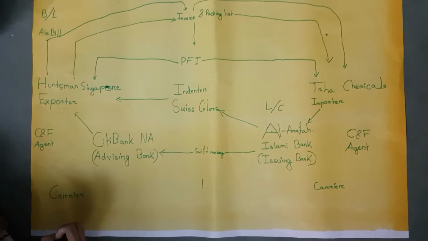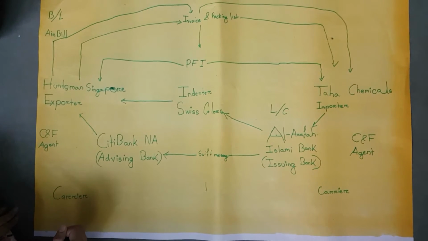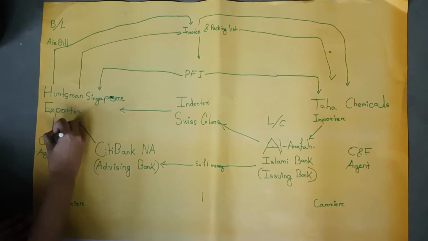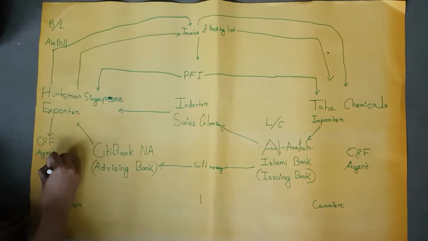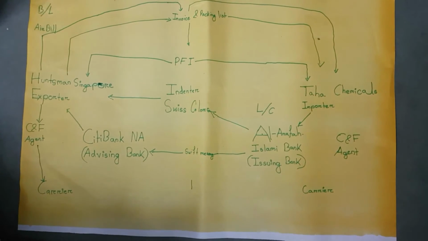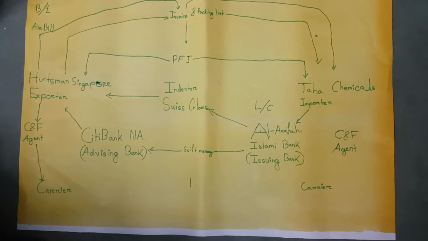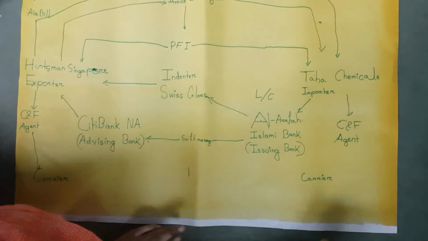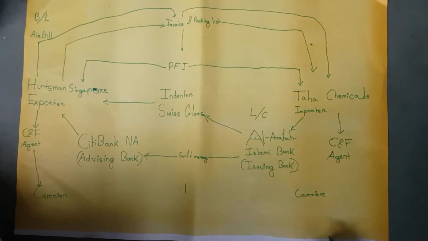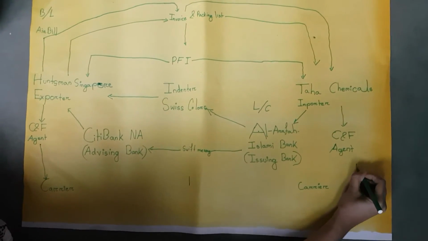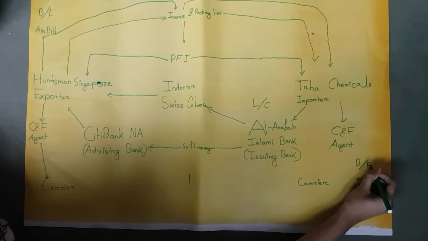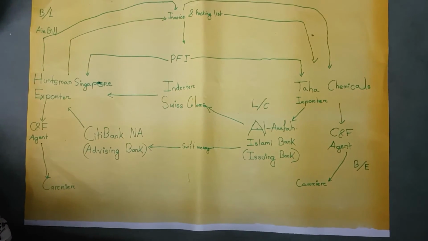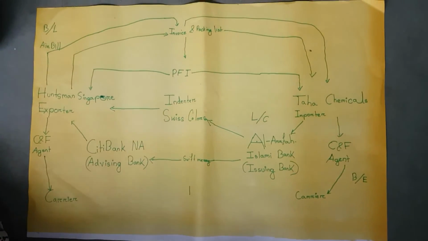After getting the confirmation of payment, Huntsman will consult with its CNF agent and will ship the goods. Then Taha Chemicals will send the transport documents to the CNF agent. The CNF agent of the importer will issue the bill of entry and will clear the product when it reaches the port of the importer's country.